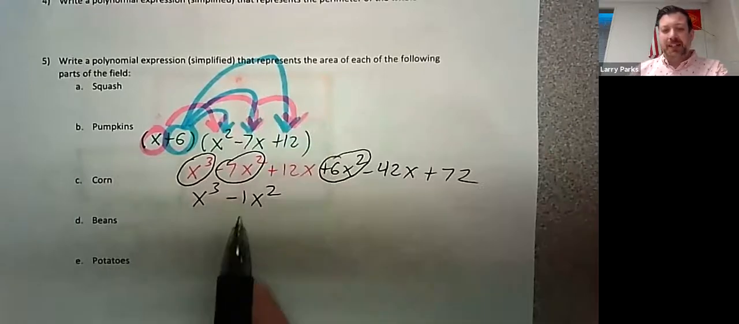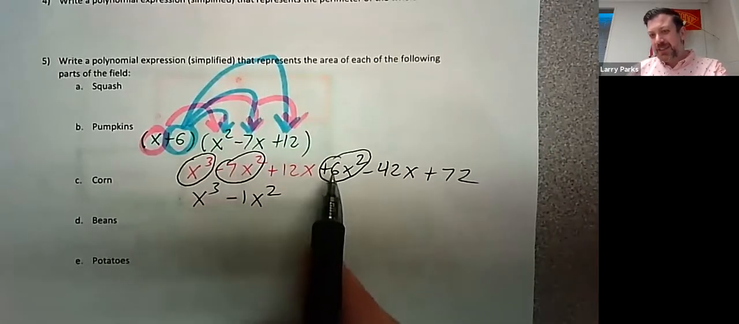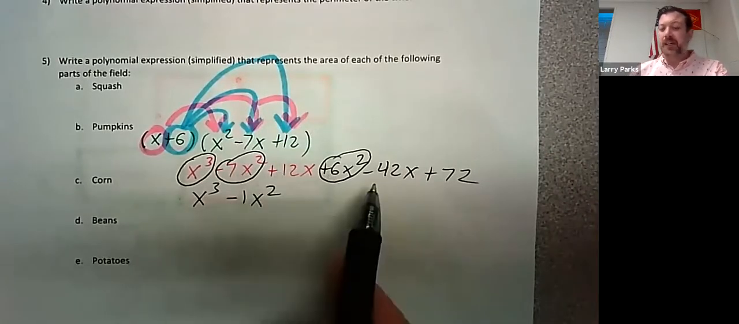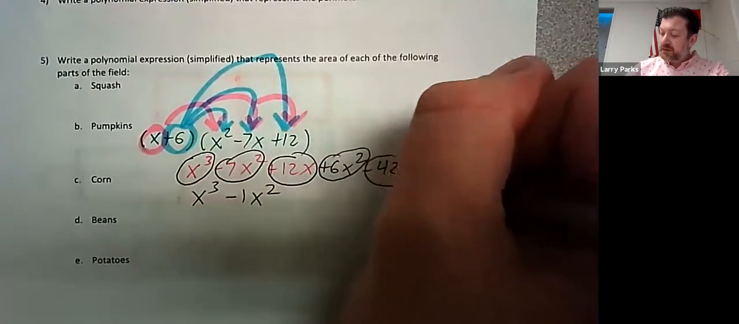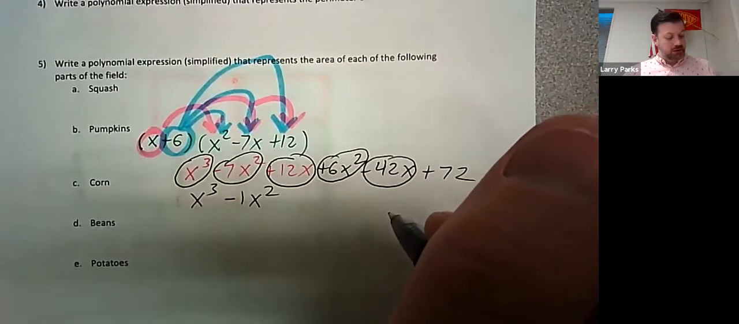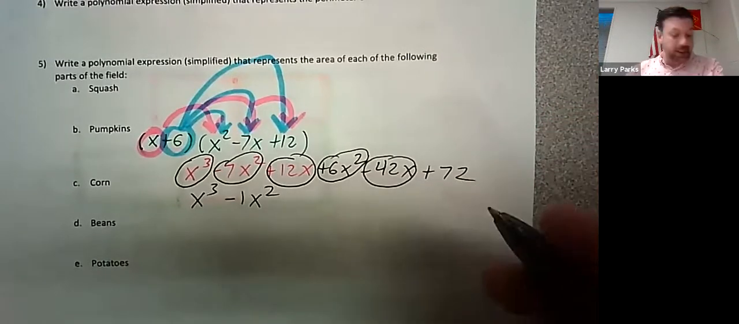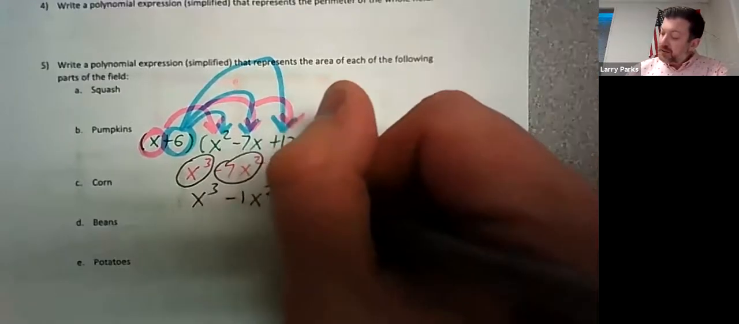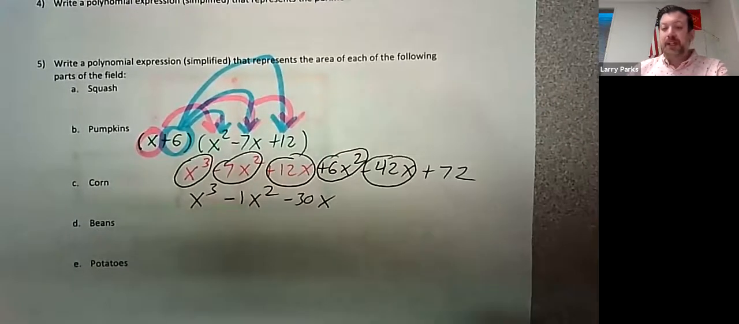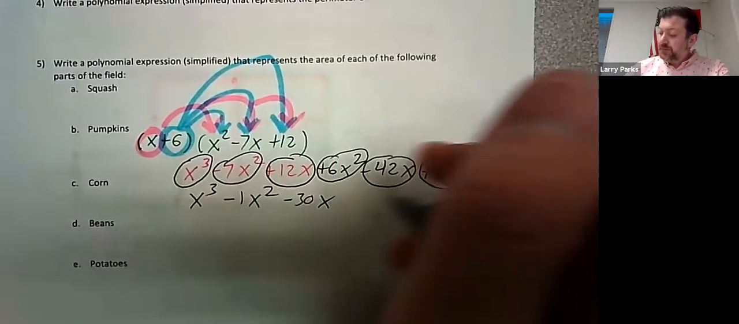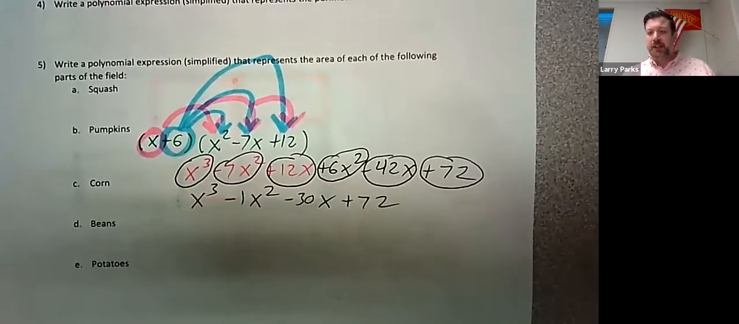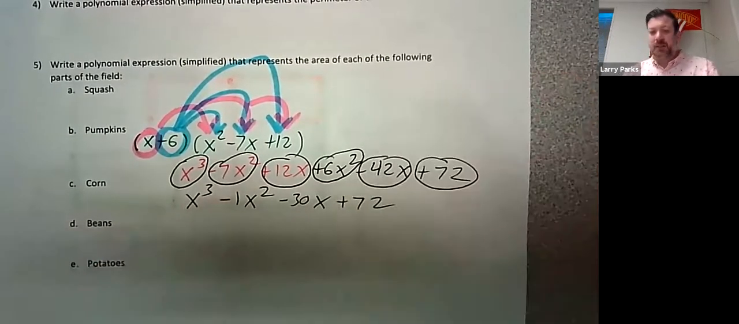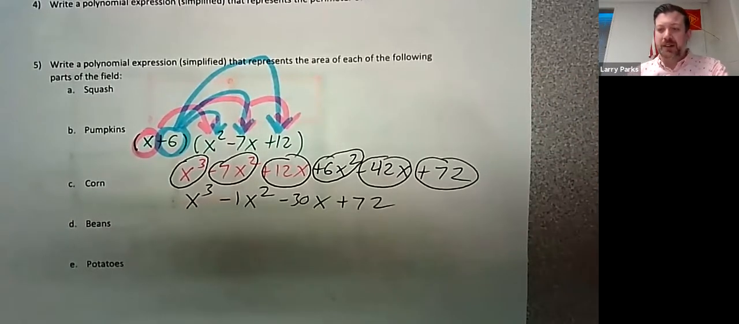And remember, in your practice, it's really easy. All you got to do is do this plus this, and you're done. 12x minus 42x. That's negative 30x. And then plus 72. That would be the area. It'd be square units. I'm not going to worry about that. But that is how you do perimeter and area.